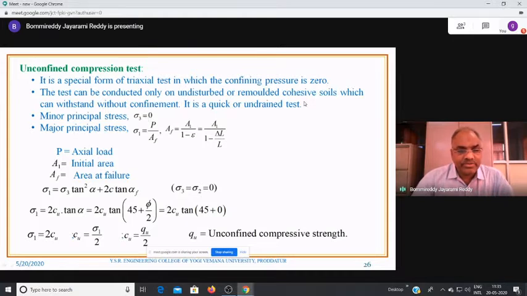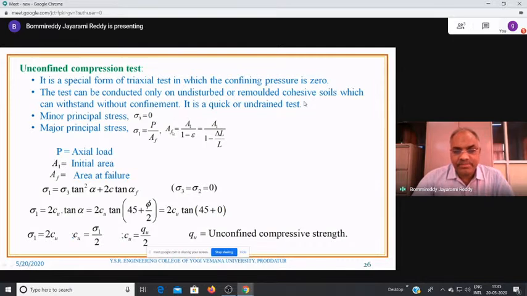And the major principal stress sigma 1 is equal to load divided by area at the time of failure. And area at the time of failure is A1 divided by 1 minus E. So here, there is no pore water coming out from the soil, since it is an undrained test.